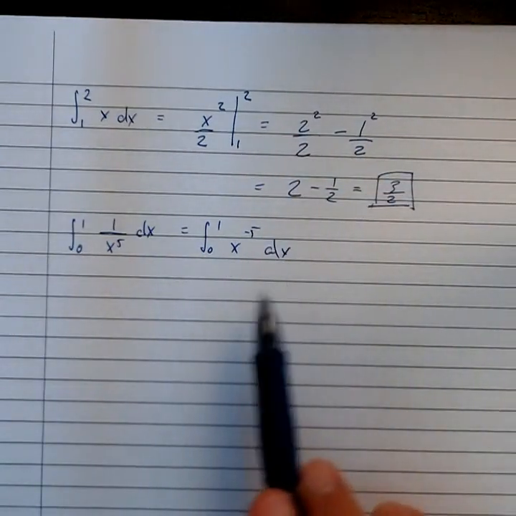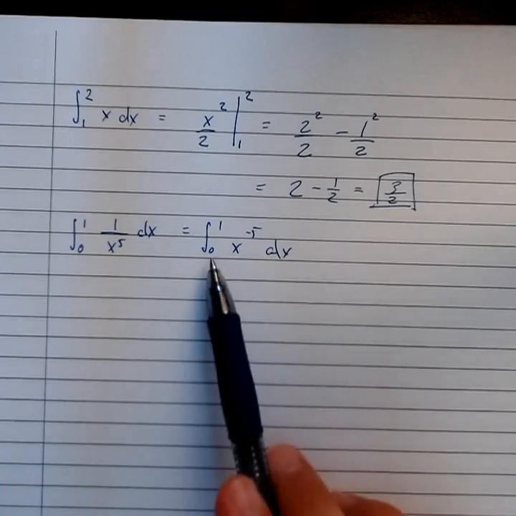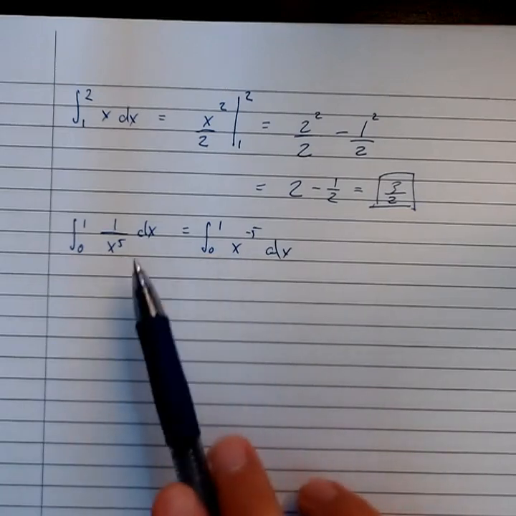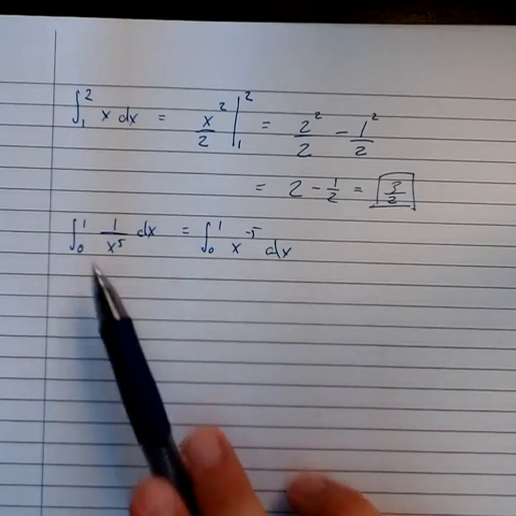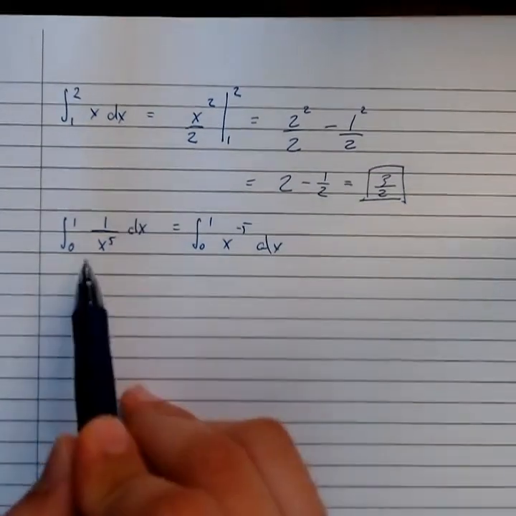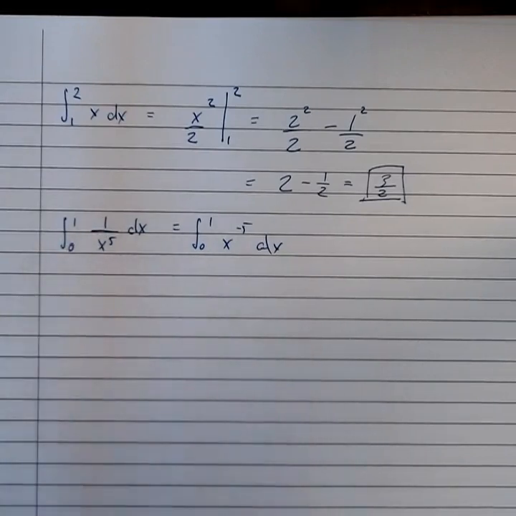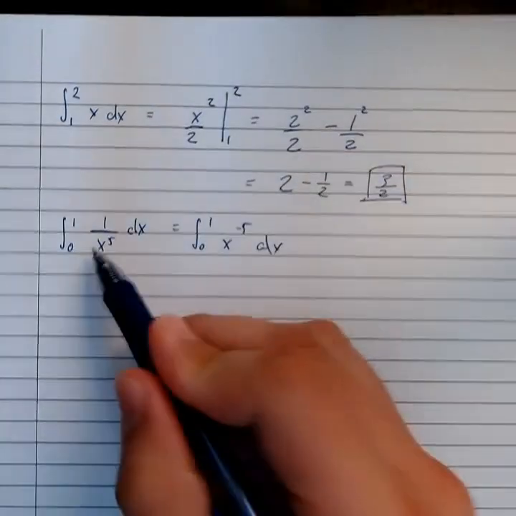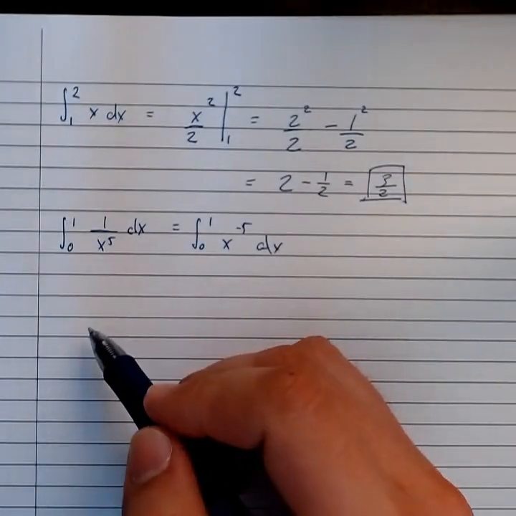Well, notice that we have a major problem here. This function, regardless of how you want to write it, is undefined at 0. Wait, what? Well, yeah, this function is undefined at 0. You say, so? Well, if it's undefined, then it's meaningless at that point. So how can we integrate that way?